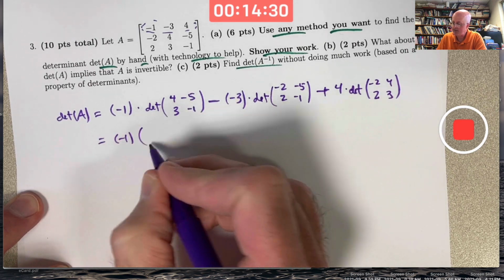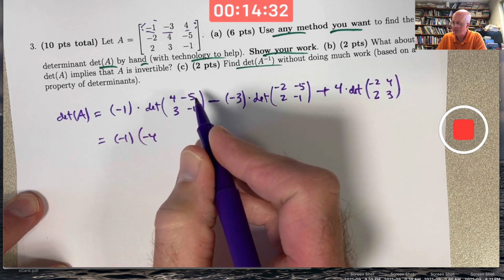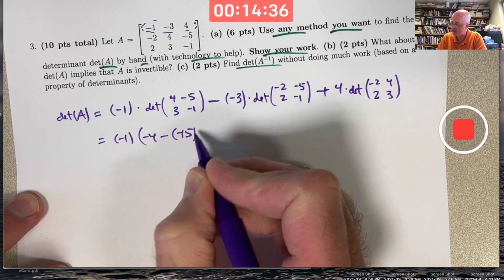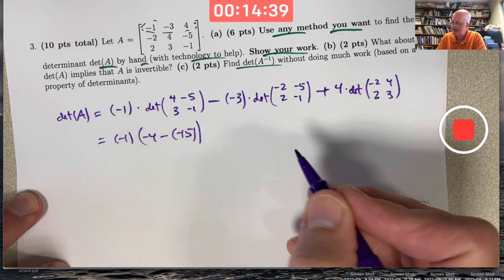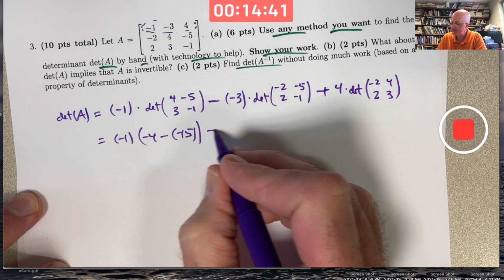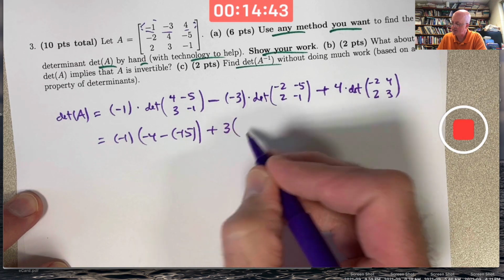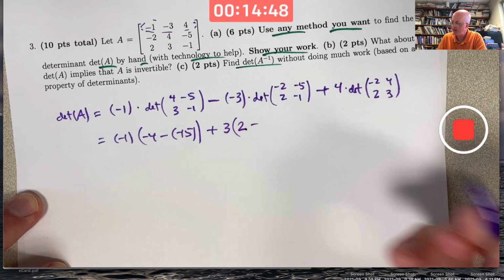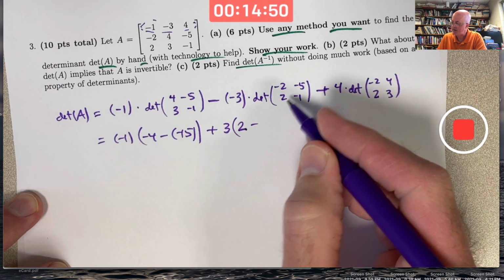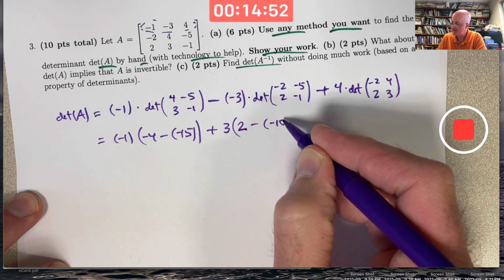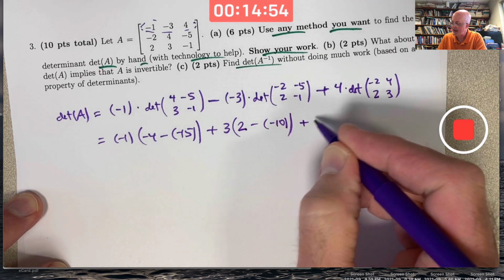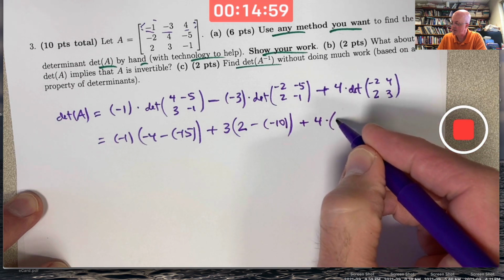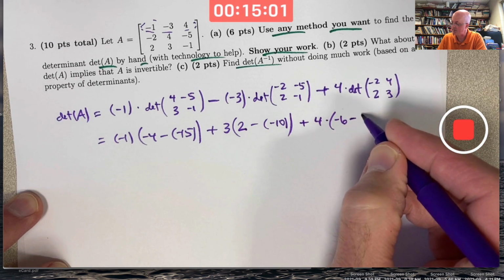The determinant of this one is going to be 4 times -1 is -4, minus -5 times 3 is minus -15. Oh boy, so easy to make mistakes. Then minus -3 is +3 times the determinant of this, which will be -2 times -1 is +2, minus the product of these two things is minus -10. Then add 4 times the determinant of this one: -2 times 3 is -6, minus 2 times 4 is -8.